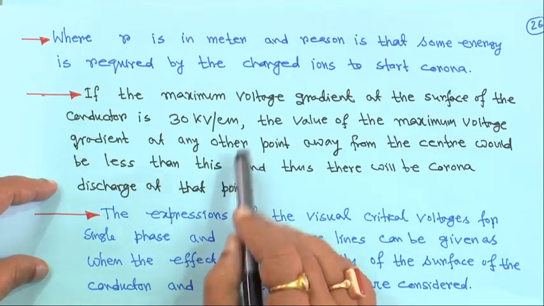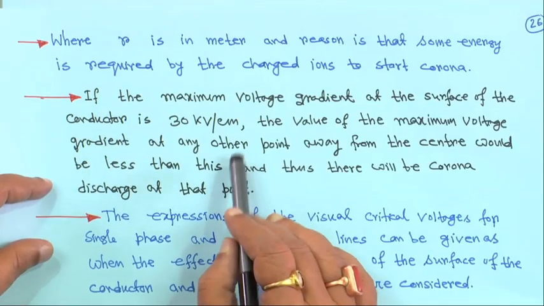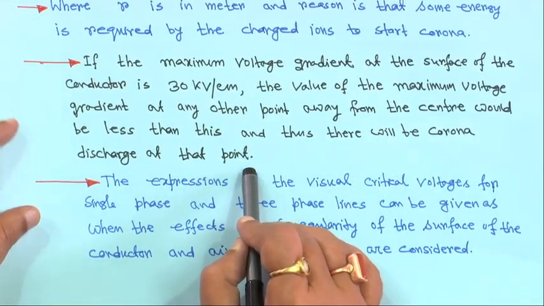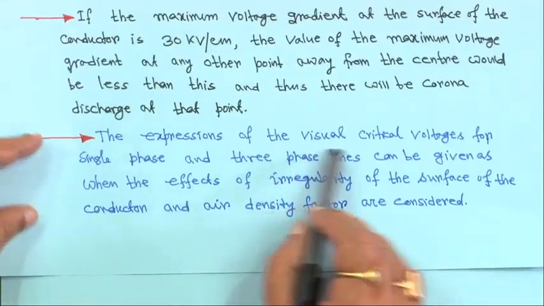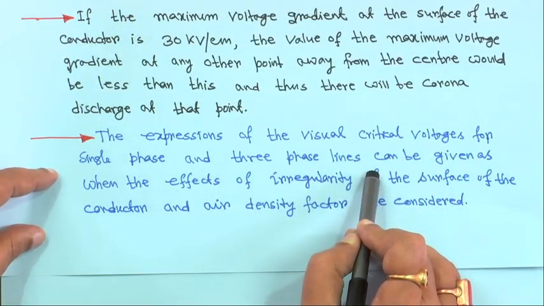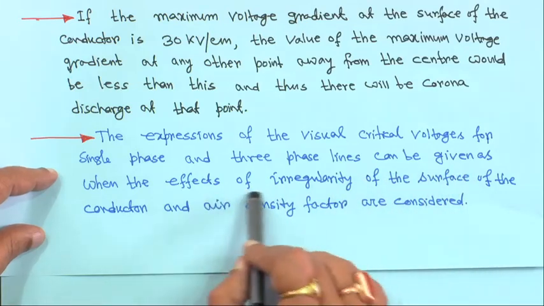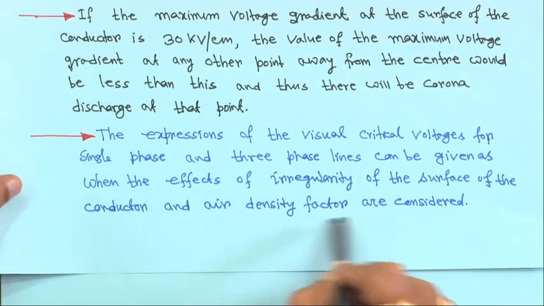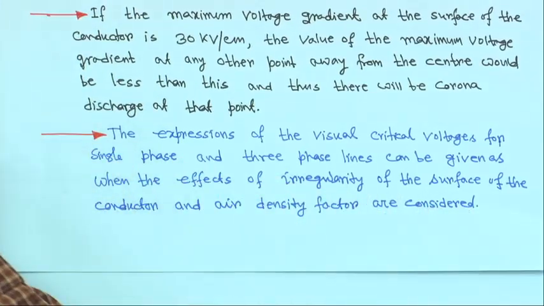If you move away from the conductor, then naturally it will be less than that, and thus there will be corona discharge at that point. Therefore, the expression of the visual critical voltage for the single phase and 3 phase lines can be given as follows, when the effects of irregularity of the surface of the conductor and air density factor are considered. These are to some extent empirical formulas, right.